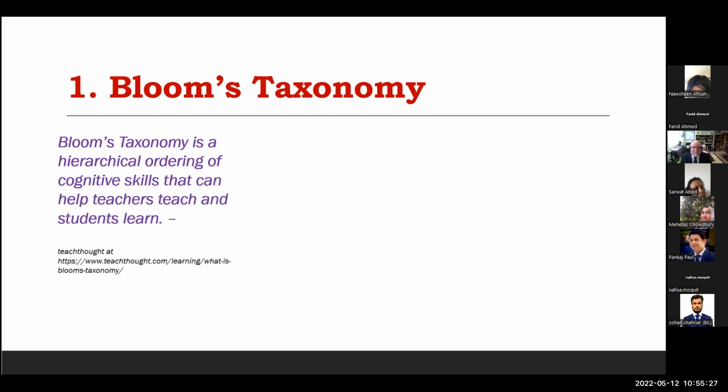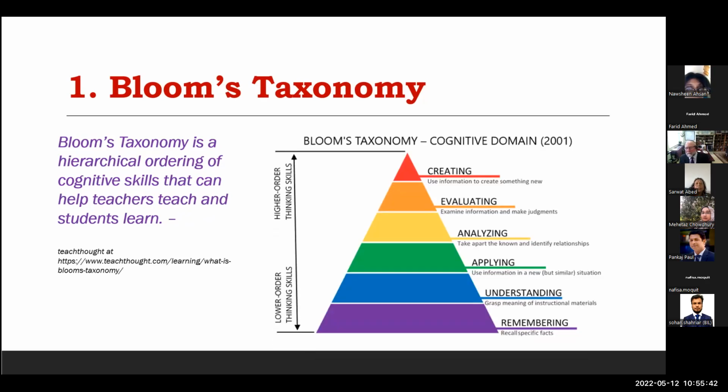So I think most of us have probably had some experience with Bloom's taxonomy. It's basically a hierarchical ordering of cognitive skills, and it can help teachers teach and students learn, if we understand it. So this is from 2001. Bloom's taxonomy came out in the 1950s, but it has been retooled in the 2000s, taking the nouns that were used originally for each of these levels and making them into verbs. So you start off with the basics of remembering things. You want your students to remember the multiplication tables, for example, and then understanding, where maybe they're grasping a concept you're trying to get across.